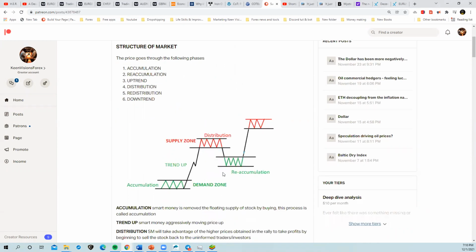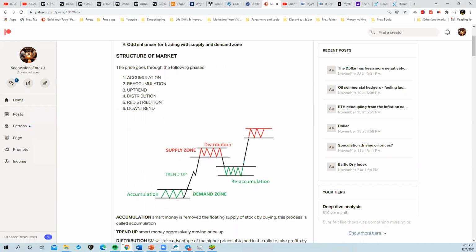So first, we've got the structure of the market. If anybody has any questions or needs me to point anything out, just chime in. The price goes through the following phases: accumulation, reaccumulation, uptrend, distribution or redistribution, and then a downtrend. These are different phases that we like to identify in the market. They're kind of like our yellow flags, getting us ready to participate in a trade.